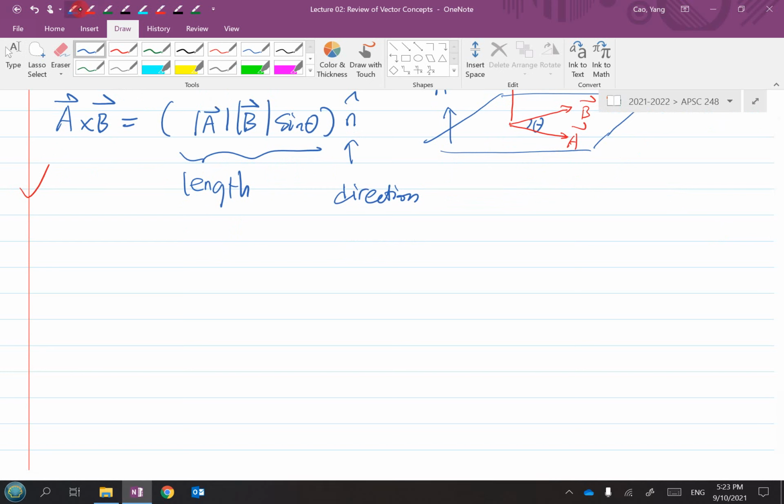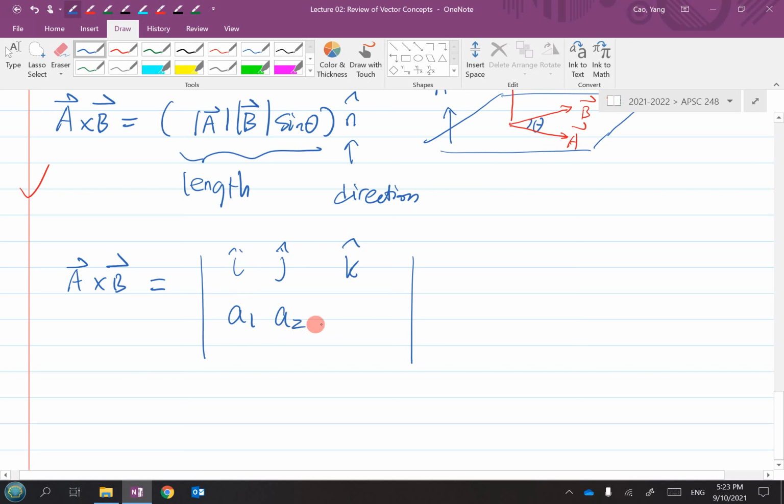Alternatively, you can also calculate your cross product using the following formula here. This is basically using a matrix formula. We have the first row, i hat, j hat, k hat. I'll explain what they are. The second row here is the components for vector A. The third row is the components for vector B. So what are i hat, j hat, k hat?